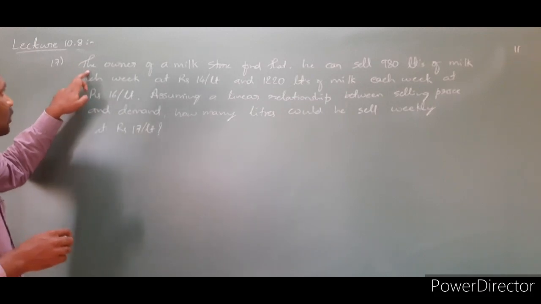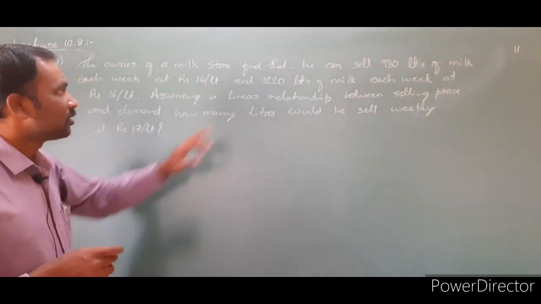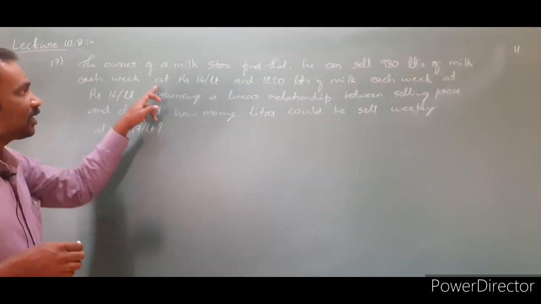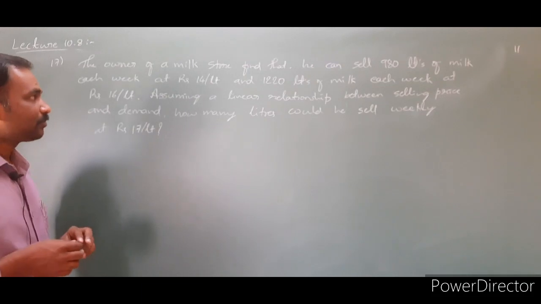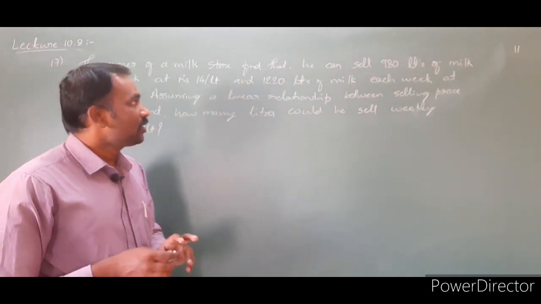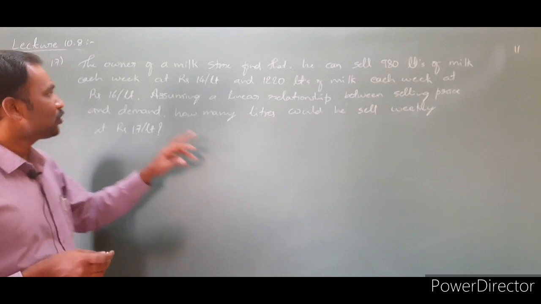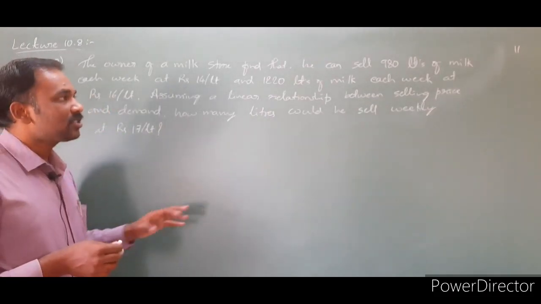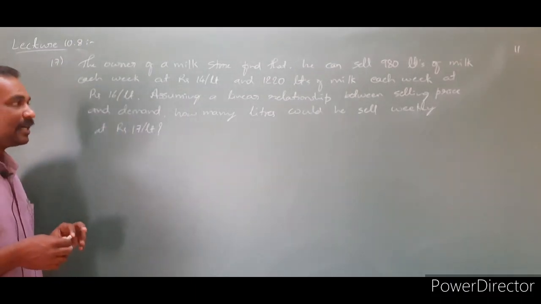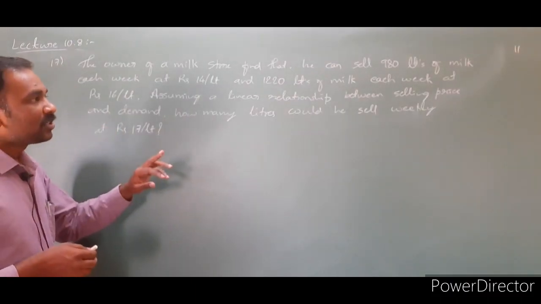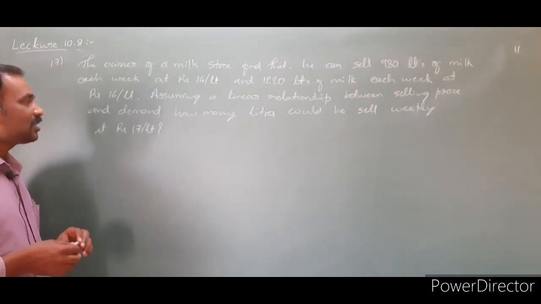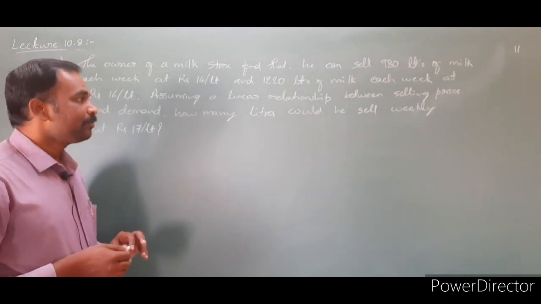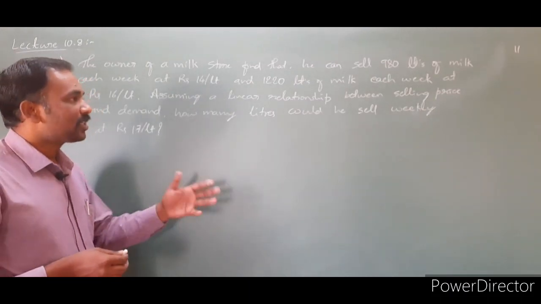The 17th one. The owner of a milk store finds that he can sell 980 liters of milk each week at Rs 14 per liter and 1220 liters of milk each week at Rs 16 per liter. Assuming a linear relationship between selling price and the demand, how many liters could he sell weekly at Rs 17 per liter? It is a day-to-day business oriented, practical problem, so let us find it.